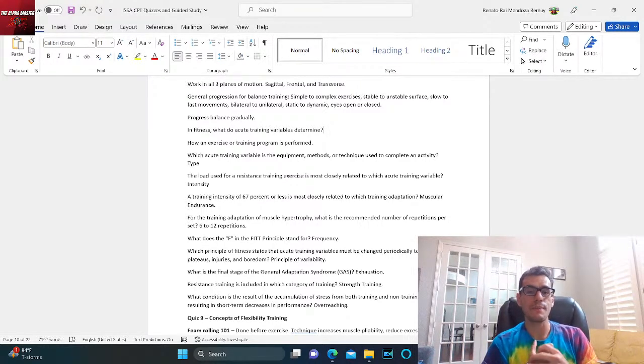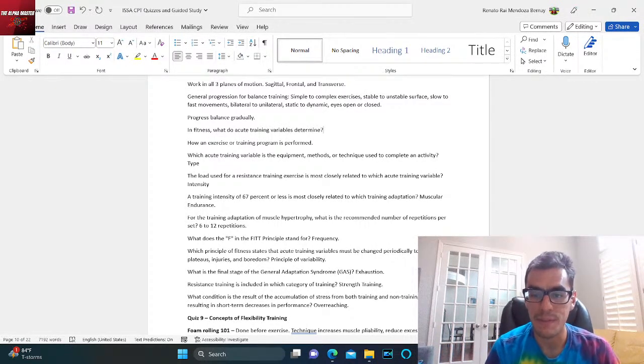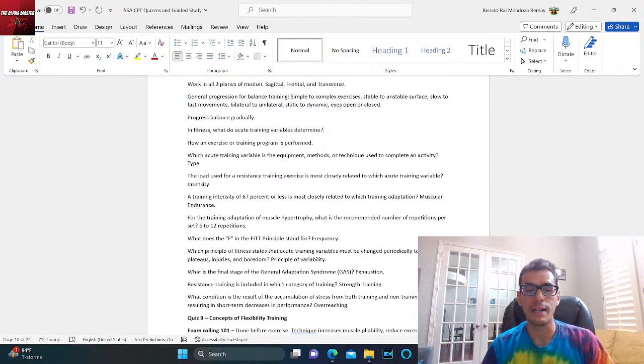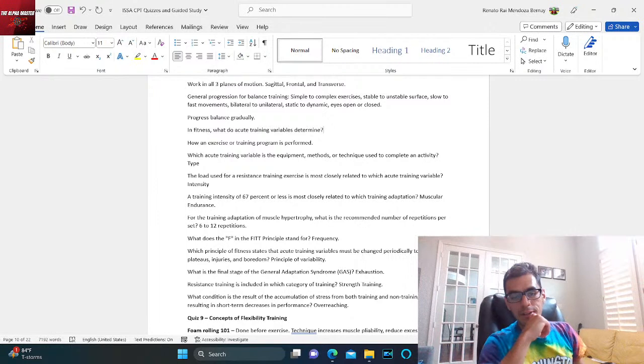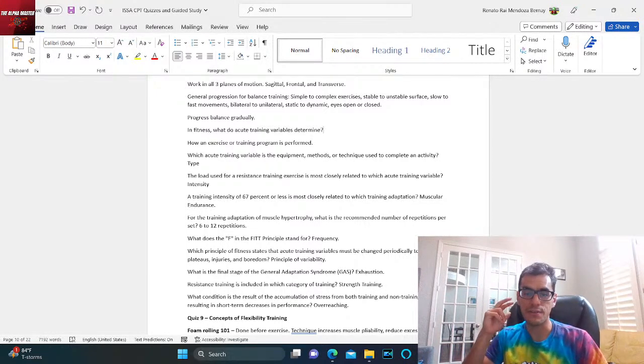For a training adaptation of muscle hypertrophy, the recommended number of repetitions per set is 6 to 12. The F in the FIT principle stands for frequency. The principle of variability says that acute variables must be changed periodically to prevent plateaus, injuries, and boredom. The final stage of the general adaptation syndrome is the exhaustion stage.